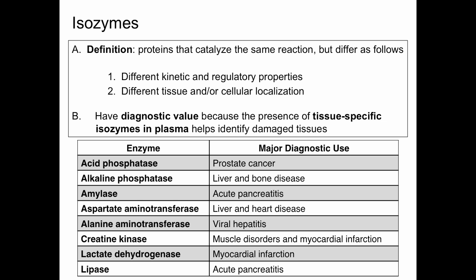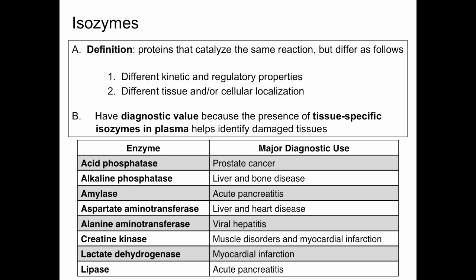Finally, let's talk about isozymes. Isozymes are proteins that catalyze the same reaction but differ as follows. They have different kinetic properties or different regulatory properties, and isozymes often have different tissue or cellular localization patterns. Isozymes have diagnostic value, and changes in tissue-specific isozymes in the plasma can help identify damaged tissues. And we see a list of different isozymes in the table below and some of the major diagnostic uses that they're associated with. I want to focus in on two different examples from this table.